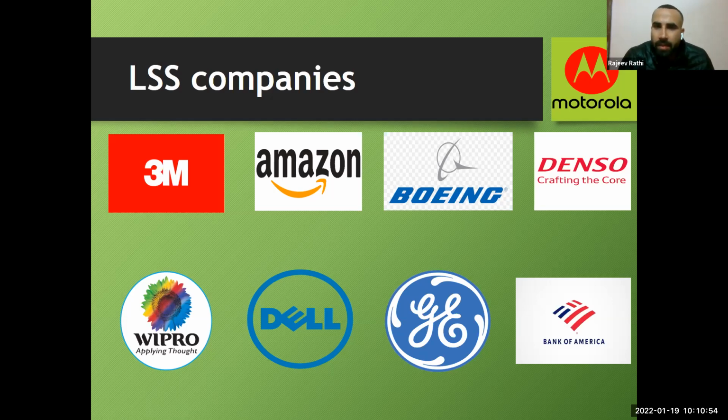3M, Amazon, and Amazon last year piloted the Lean Six Sigma in some of their delivery businesses, but now they have decided to launch this program throughout. And I think it is one of the technological giants in the world. Boeing, Denso, Wipro, Dell, General Electric, Bank of America, and many other companies are utilizing these concepts to deal with their sustainability and other continuous improvement issues.